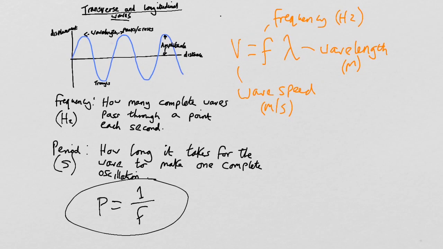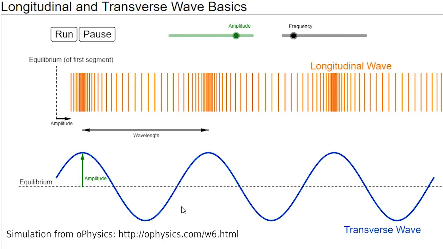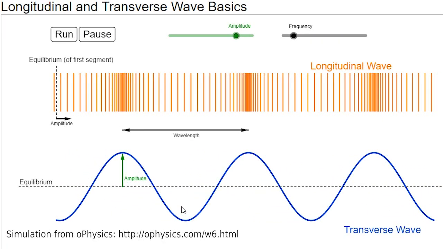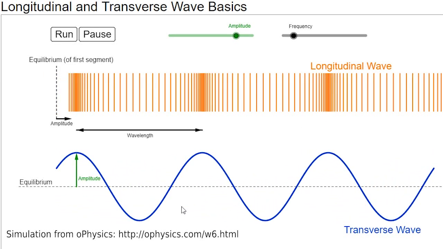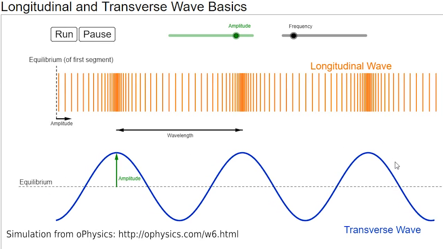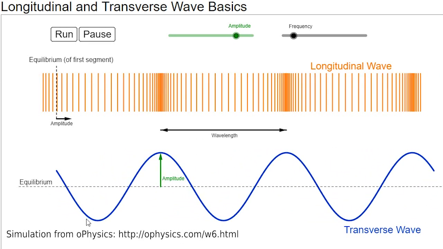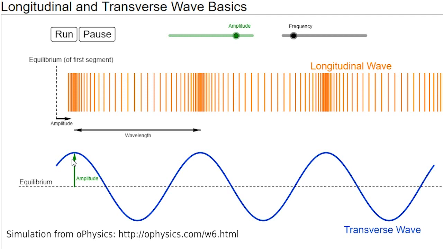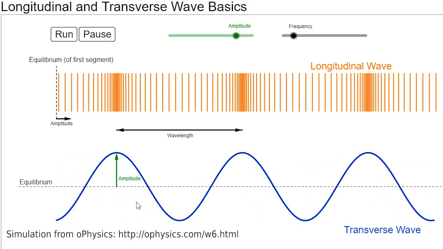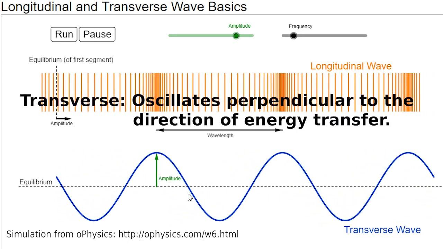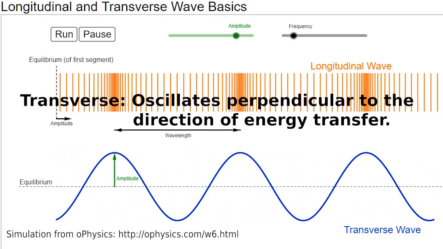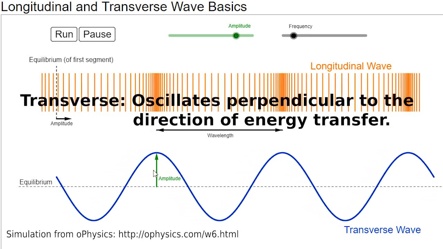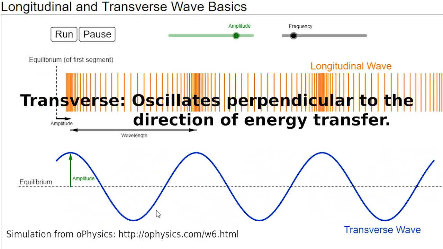Right, let's have a look at transverse and longitudinal waves in more detail. Here is a simulation of longitudinal and transverse waves. We'll start by looking at transverse waves. The one at the bottom, the blue wave, is our transverse wave. Notice the way it's oscillating. It oscillates up and down. It oscillates perpendicular to its direction of energy transfer. Its direction of energy transfer is forwards, and it's oscillating up and down. It's oscillating perpendicular to that, and that's what a transverse wave is.